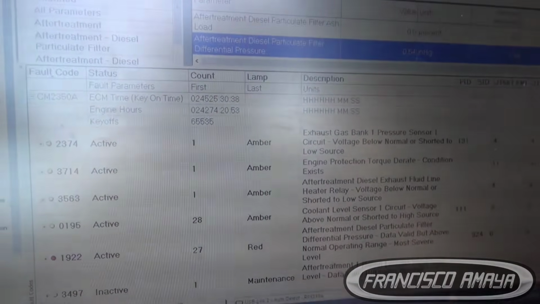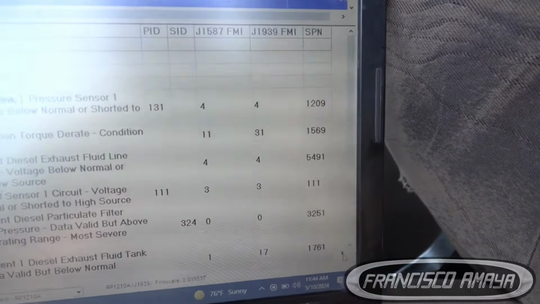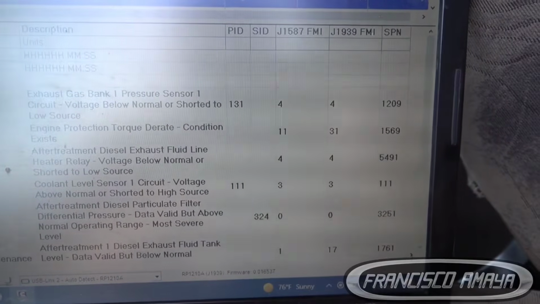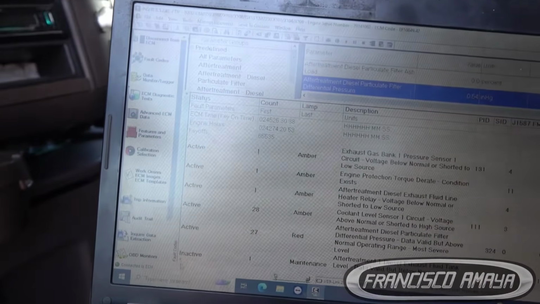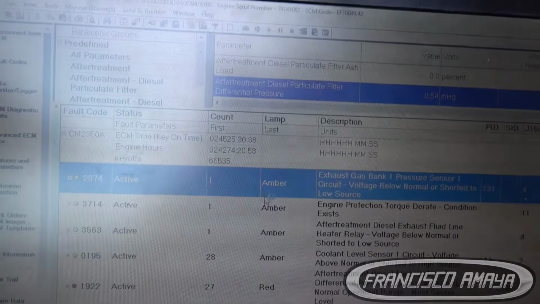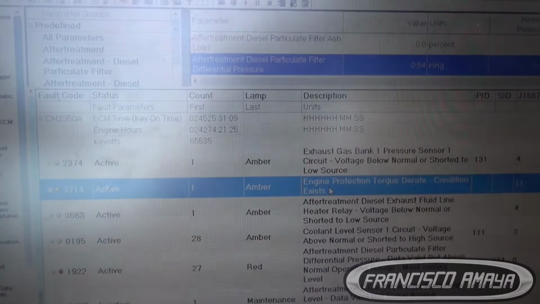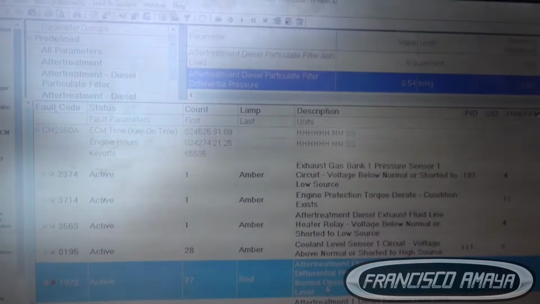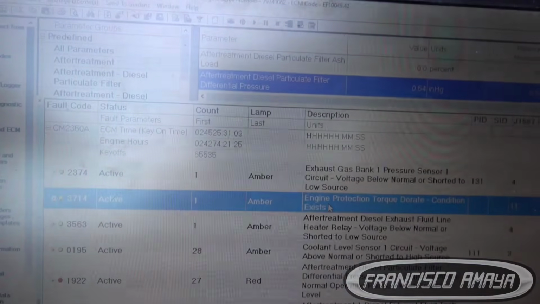Here we have the generic codes. These are the SPN codes right there. So if you want to refer to them, those are the SPN universal codes for this problem. Anyway, we have this right here as a major problem, and this fault code right here is related to the one here, because we have problems with the DPF. So these two are the same issue, but this one and this one are causing the major problem.